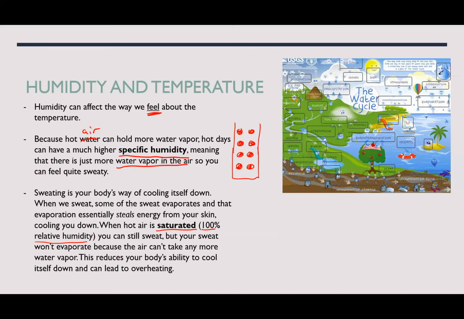If it wasn't so humid, then some of your water could leave and go into the atmosphere, but because the atmosphere is already as full as it can be, there's no room for any more water, you can't effectively evaporate. So your sweat just stays on your skin, again, leading to overheating and leading to you feeling a bit disgusting.